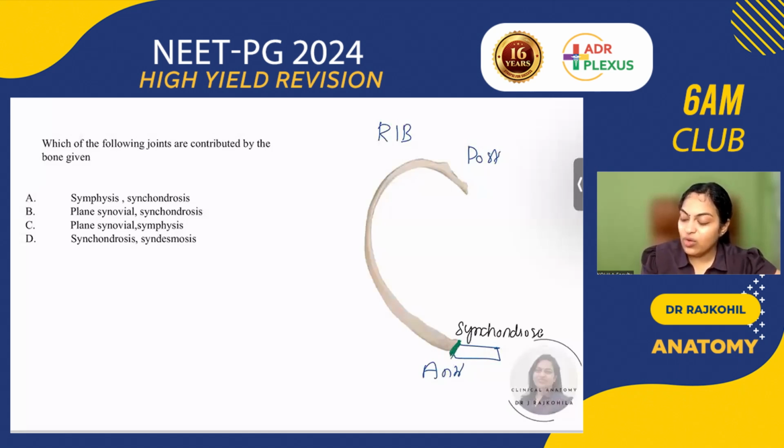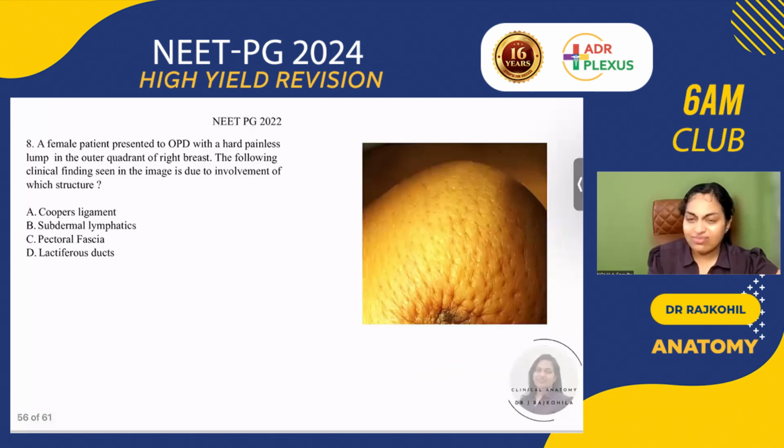And here it's going to articulate with the vertebra, right? The transverse process and the body of the vertebra forming a plane synovial joint. Excellent, doctor. Plane synovial and synchondrosis. NEET-PG 2022 they've asked, right?